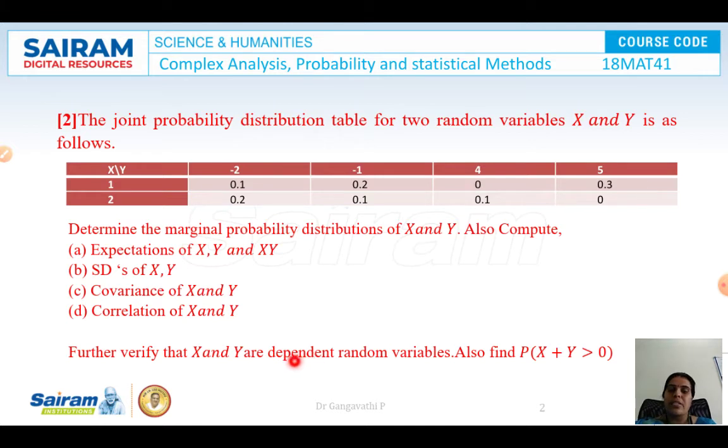It has also asked us to verify whether x and y are dependent random variables, and also find P of x plus y is greater than 0. The problem is a little lengthy, but usually in the examination, only as much as is asked you need to do. You can observe the values of x are 1 and 2, meaning i takes the values 1 and 2. Similarly, j has been assigned for y, so j is equal to 1, 2, 3 and 4. So j takes the values from 1 to 4. Now let us proceed to find the solution.